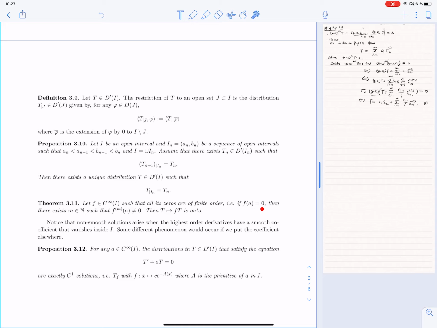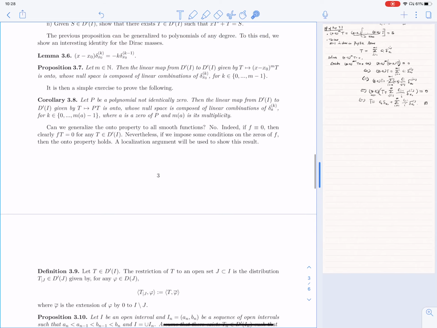If a is a zero, then there exists an m such that the m-th derivative at a is not 0. This kind of function, so it basically says that on any compact set you have only a finite number of zeros. The behavior is not too peculiar. There are not too many zeros for the smooth function, so that we can still show the onto property, right? This result, theorem 3.11, clearly generalizes what we know about polynomials.